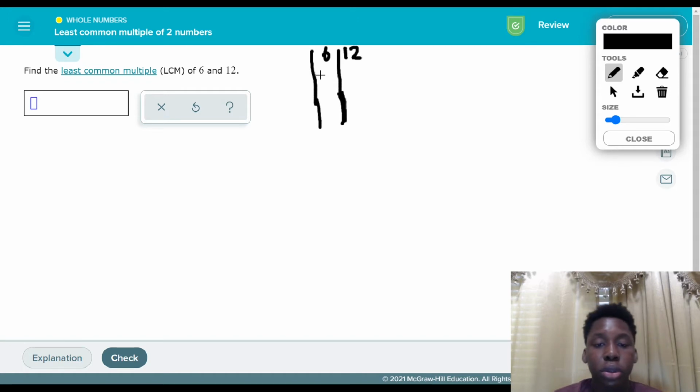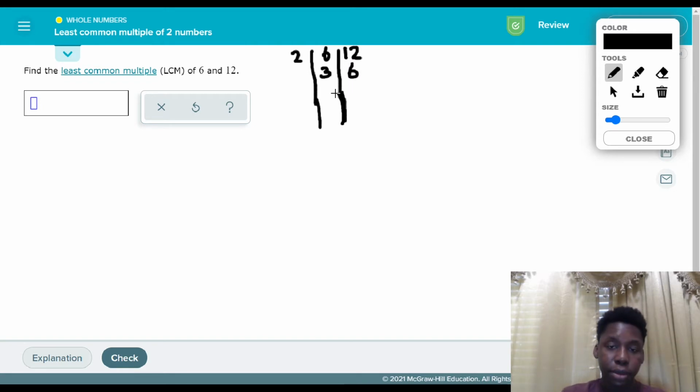So, 6 and 12 in this case. What number is common between 6 and 12, so that it can divide both? We know 2 can divide 6, and it can also divide 12. So let's put that down, that is 2. Then I divide 6 by 2, that's a 3. I do the same thing here: 12 divided by 2 is a 6.